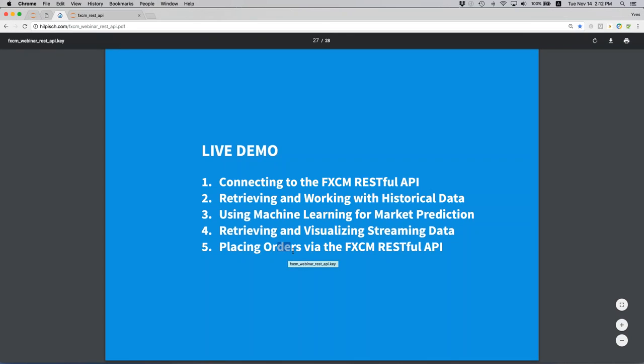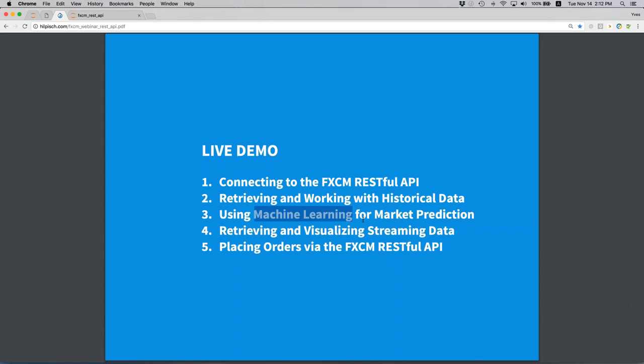Yeah, this brings me already to the end of the live demo, connecting to the FXCM RESTful API. I've seen this is straightforward. Retrieving and working with data is straightforward. While working, of course, it's more like a Python and Pandas thing. Using machine learning, you've seen that once we have the data available, my machine learning application boiled down to 4 lines of code, from importing the model to creating predictions, retrieving and visualizing streaming data. If you have a proper, robust, and fast enough interconnection, there's no issue, and if you are not doing any kind of webinar streaming.